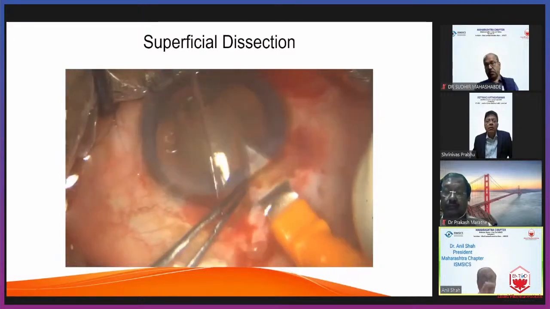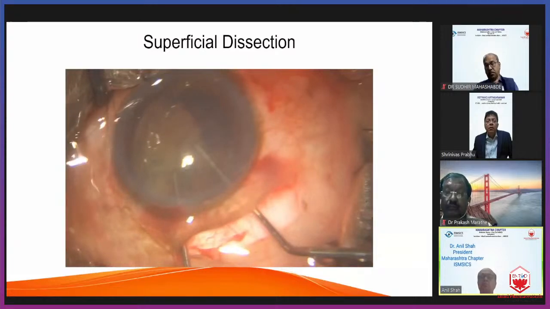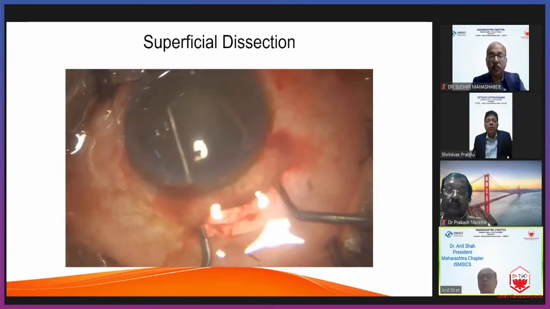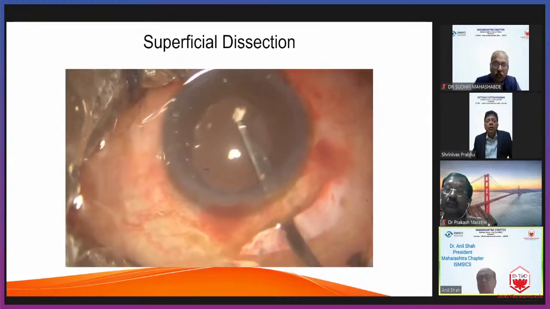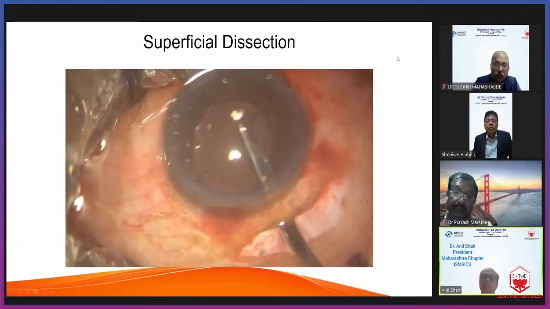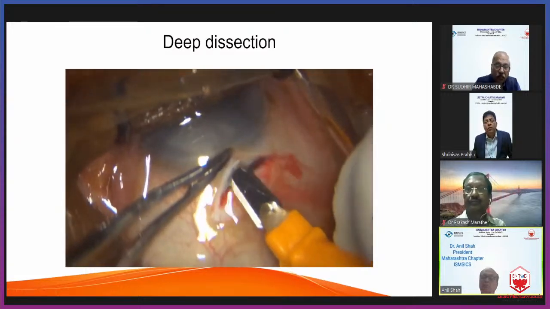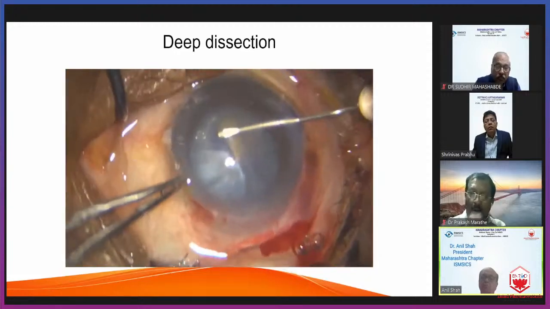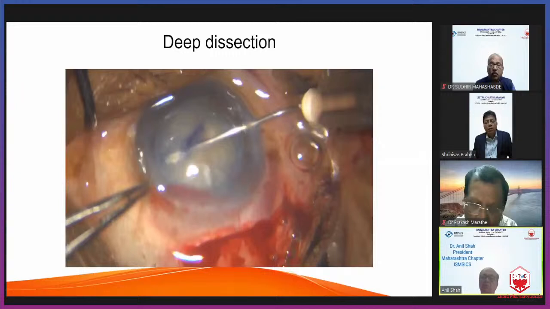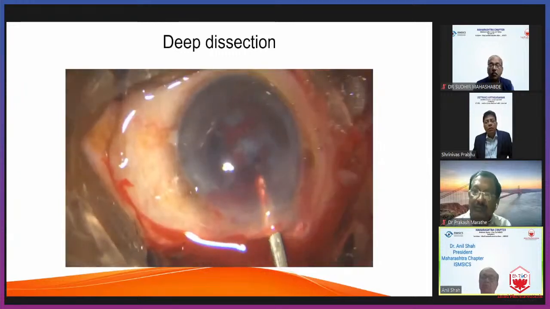And this is actually pretty easy to do. Believe me, it looks tough, but it is easy to do. And the rest of the procedure is like any other SICS. Now you can also get a deep dissection, as is shown here, and now I am dissecting out a superficial flap from the overlying scleral flap.